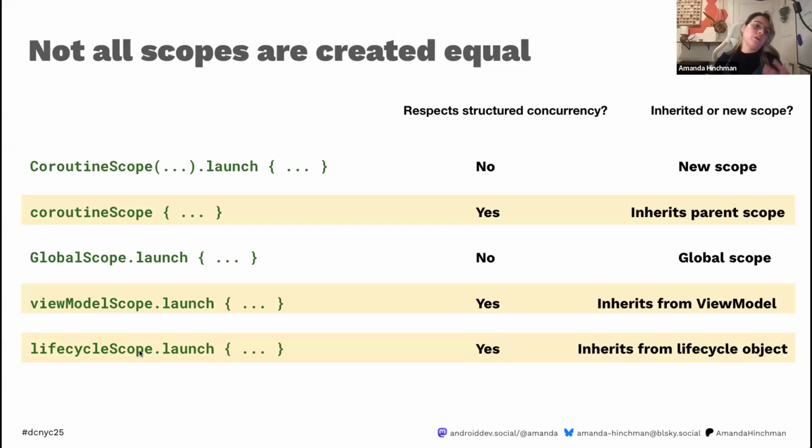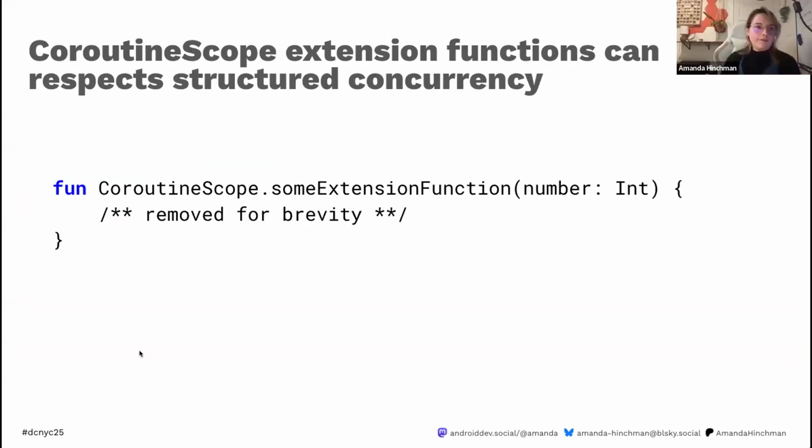There is a specific reason why you might want to use a CoroutineScope. You can use it as a way to contain the blast radius if something happens, so that's one way to use it. All right, let's also talk about coroutine extension functions. These can also respect structured concurrency, because you're inheriting the scope that you're using. So this is also acceptable.